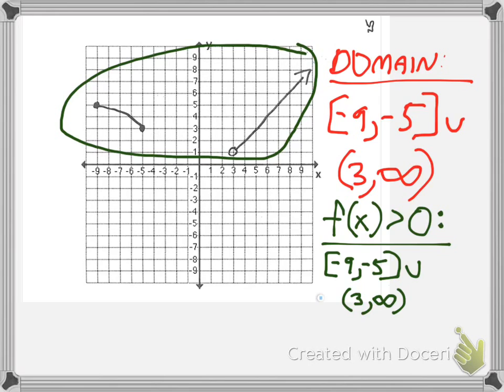So to recap, first, notice where the zeros are. Second, figure out where the graph is above and below the x-axis. Then, write the domain intervals where the graph is above the x-axis for where the graph is positive, and write the domain intervals for where the graph is below the x-axis for where the graph is negative.